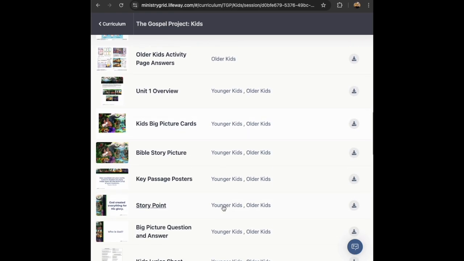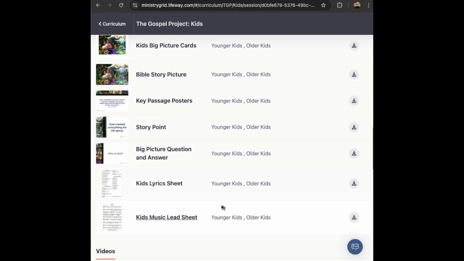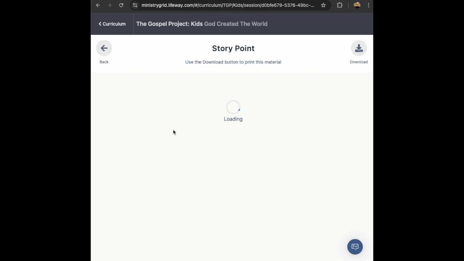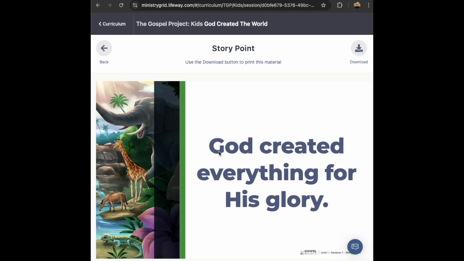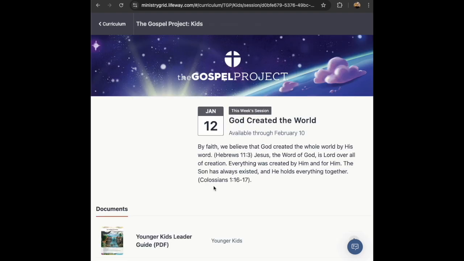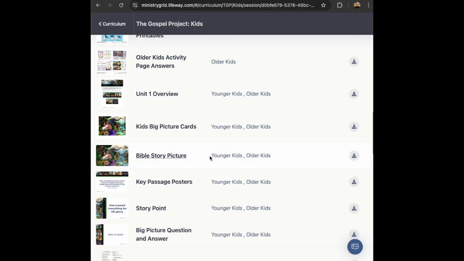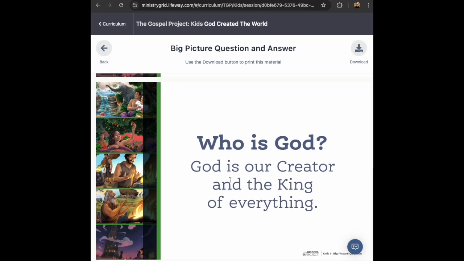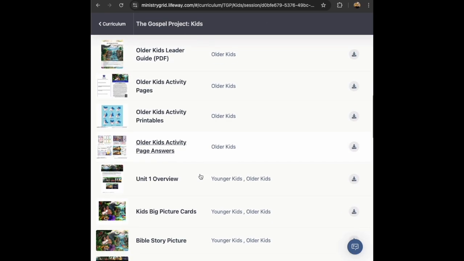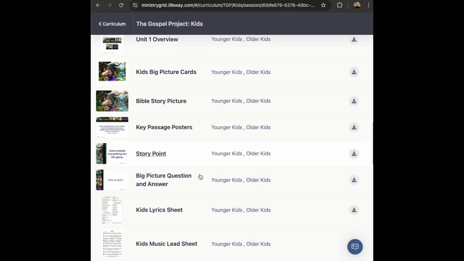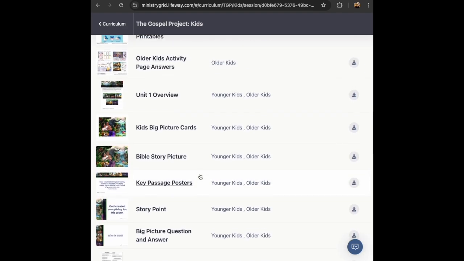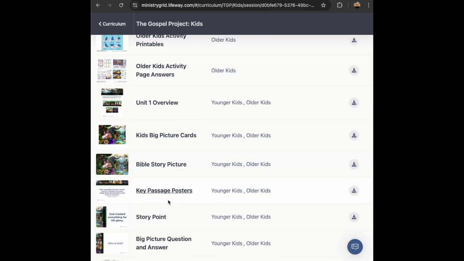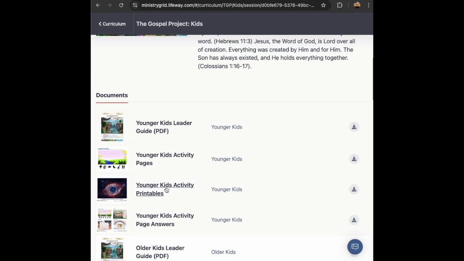And there are other very helpful images that if you want to use, like the story point, God created everything for His glory. There's one for the question and answer, big picture question and answer. Who is God? God is our creator and the king of everything. So there's some other things here that should be helpful for you if you want to use them. There's one for the Bible verse as well.